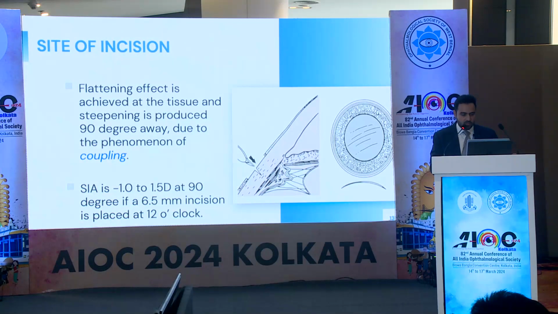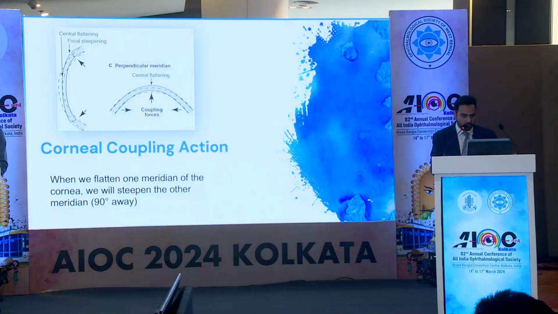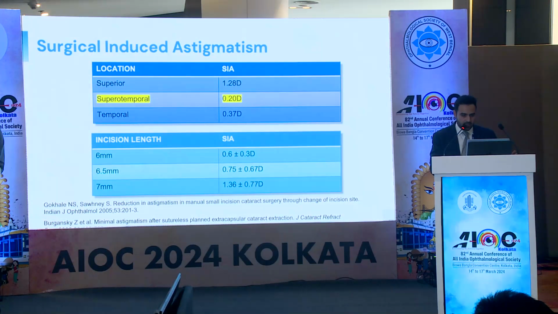So this concept is also based on coupling, and it states that flattening effect is achieved at the tissue and steepening is produced 90 degrees away. So this gives an astigmatism of around -1 to -1.5 diopter at 90 degrees if a 6.5 millimeter incision is placed at 12 o'clock. So when we flatten one meridian of the cornea, we steepen the other meridian. So we should always keep that in mind.